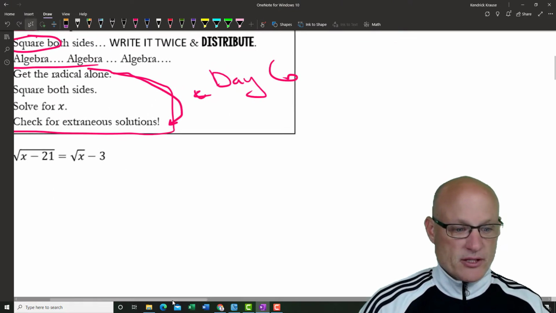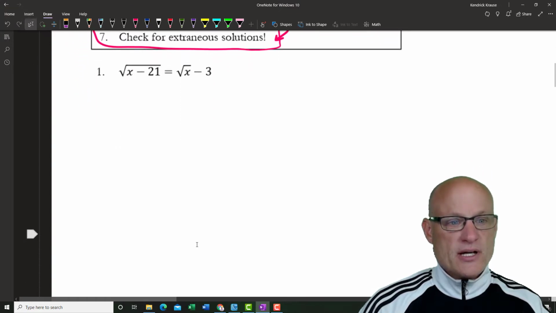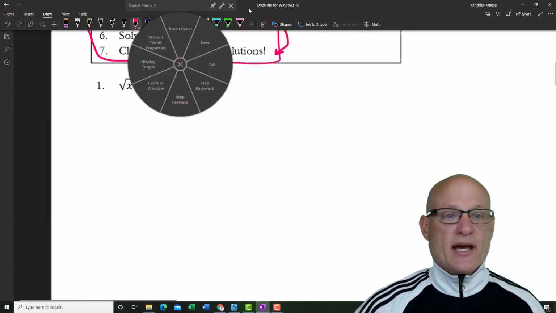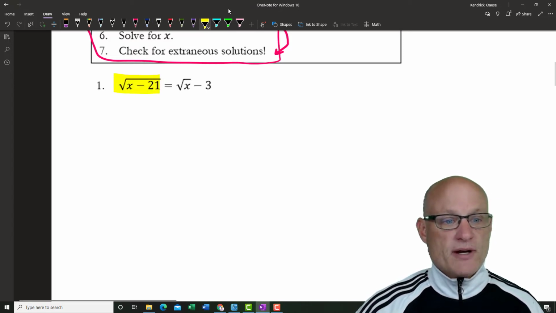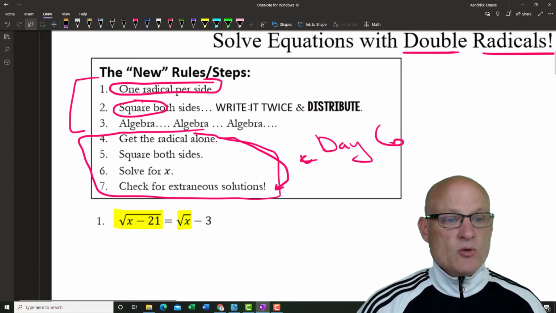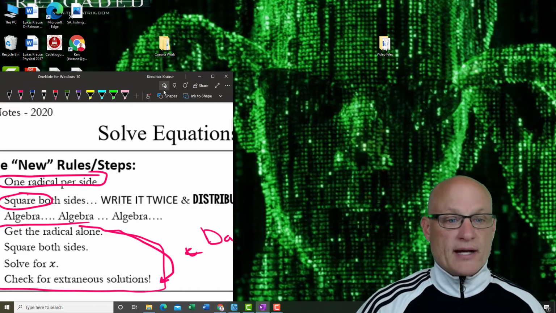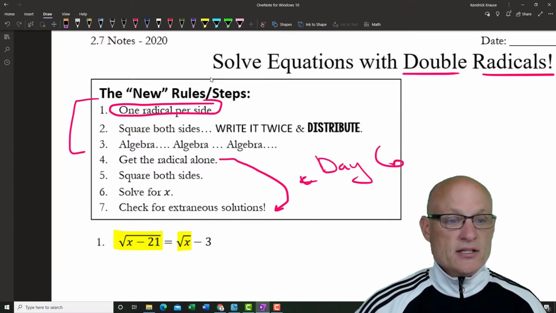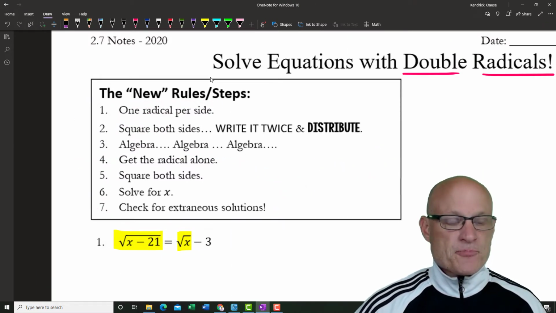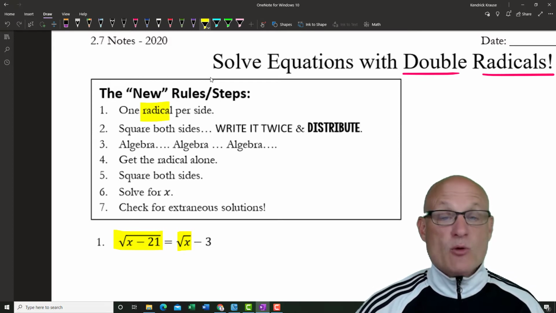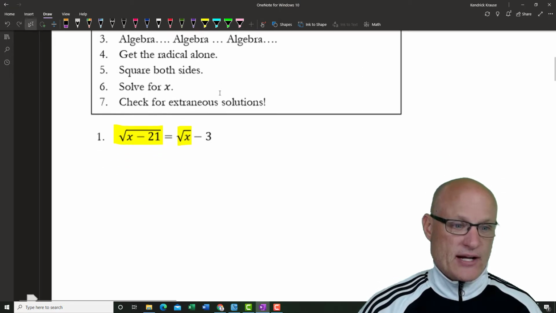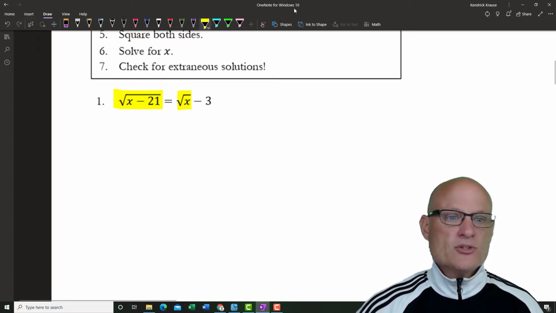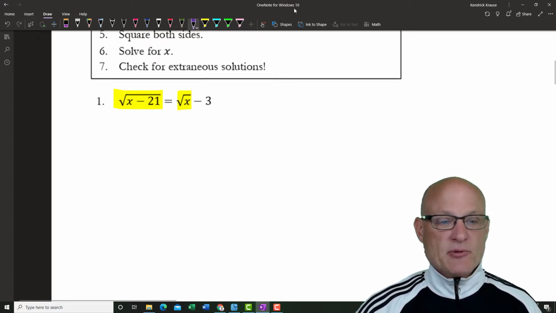Let me get a little bit bigger here so you can see it. So we're going to look at this problem right here. You'll notice that we have two radicals, this radical and this radical. So what we want to do, just like the directions say, is get one radical per side. My goodness, I'm a wreck today. Maybe I need to be drinking more coffee. One radical per side. We want to get one radical all by itself, and then all the other stuff on the other side. And it has to be one radical by itself.